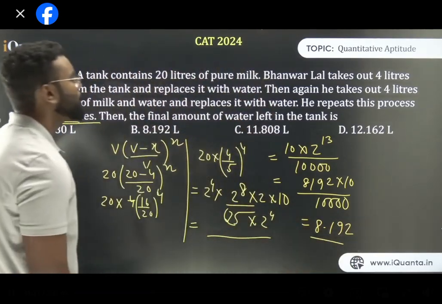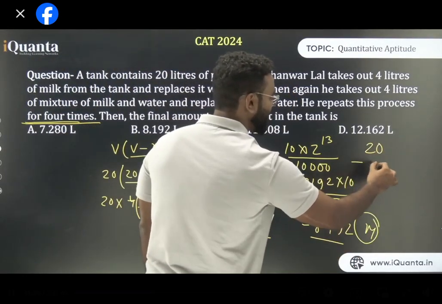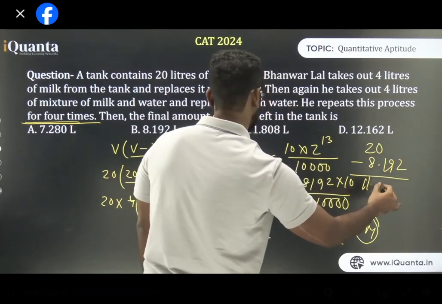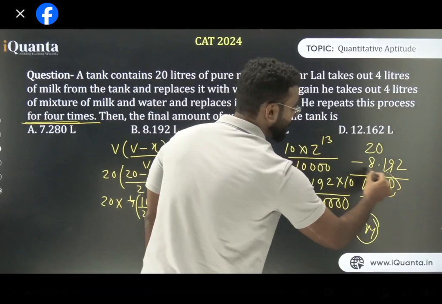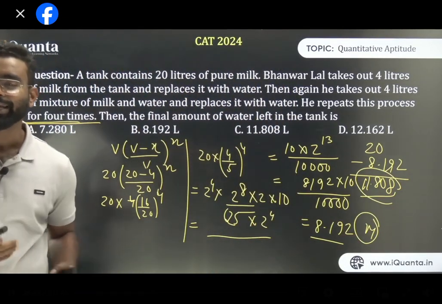It's the amount of milk. The amount of milk here is 8.192. So the total is 20 minus 8.192. So your answer is nothing but 11.808. Option 3, I guess, is 11.808, because they have asked you about the amount of water. So I found the milk, then I subtracted it and got the amount of water.